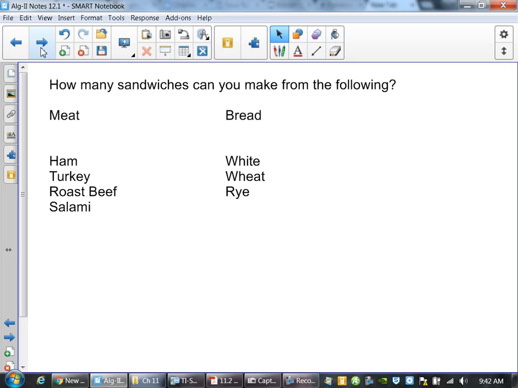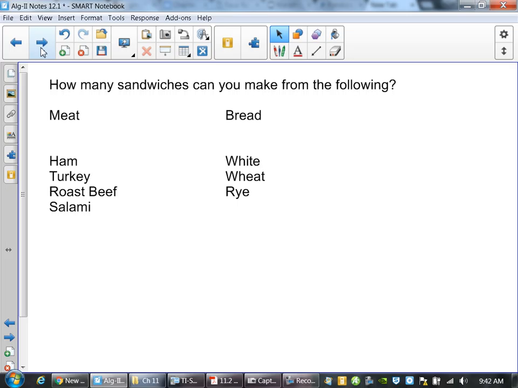So what we're looking at here is how many different sandwiches could you come up with? 12. That's all it is. A lot of times when you're looking at specific choices, if you're trying to just come up with the number of choices you could have, well, you have 4 meats, 3 breads.